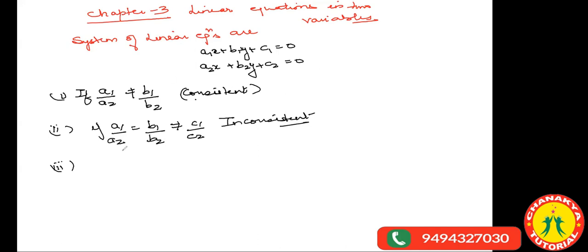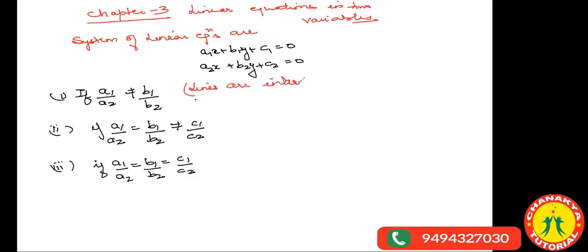Okay, Sudhamshu. Yes, ma'am. If a1 upon a2 is equal to b1 by b2 is equal to c1 by c2, consistent. Yes, consistent. Very good, all of you.